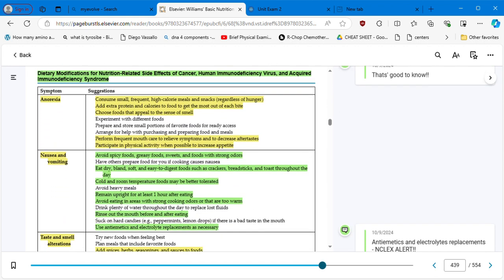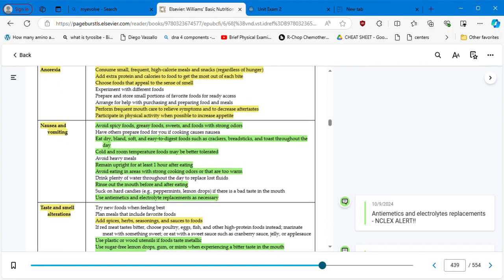Dietary modifications for nutrition-related side effects of cancer, human immunodeficiency virus, and acquired immunodeficiency syndrome. So, depending if the patient is having anorexia, you have to consume small, frequent, high-caloric meals. The most important is to perform frequent mouth care to relieve symptoms and to decrease aftertaste. Participate in physical activity when possible to increase appetite. So after we participate in physical activity, when possible, the patient is going to increase appetite.